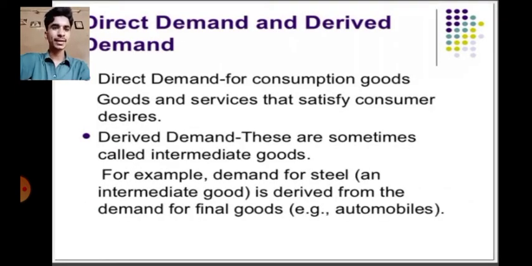Direct demand and derived demand. Direct demand is for consumption goods and services that satisfy consumer desires. Derived demand: these are sometimes called intermediate goods. For example, demand for steel, an intermediate good, is derived from the demand for final goods, automobiles for example.